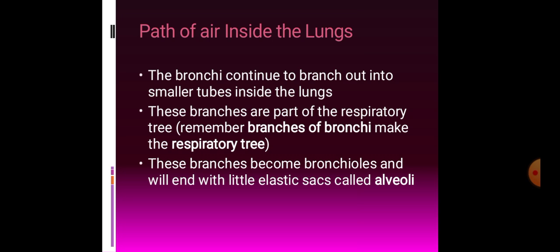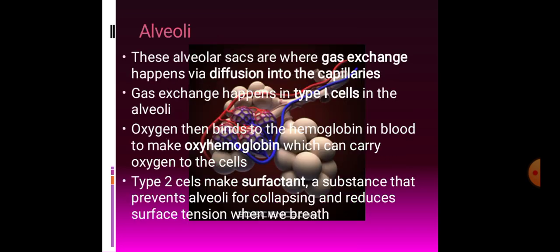These branches are a part of the respiratory tree. These branches are also called bronchioles. It ends with little ball-like structures or elastic air sacs. It is also called alveoli.